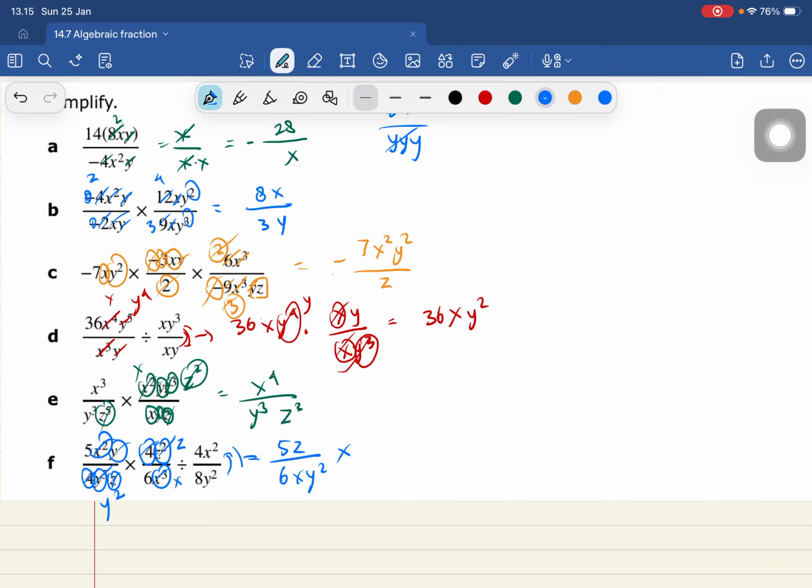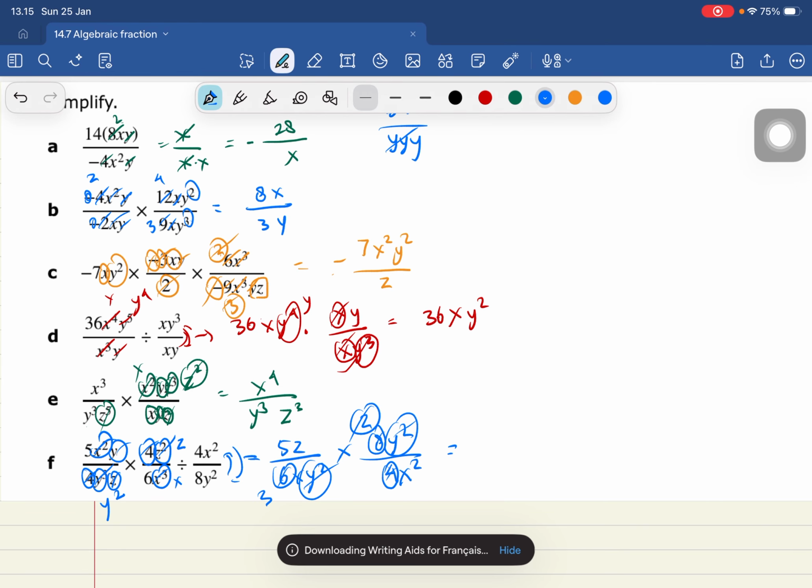We flip 8y squared, we divide by 4x squared. Okay, y squared and y squared cancel, 8 and 4 we could simplify, divide by 2. We divide by 4, so it's going to be 2. So we simplify it here, it's going to be 3. So the final answer, 3.